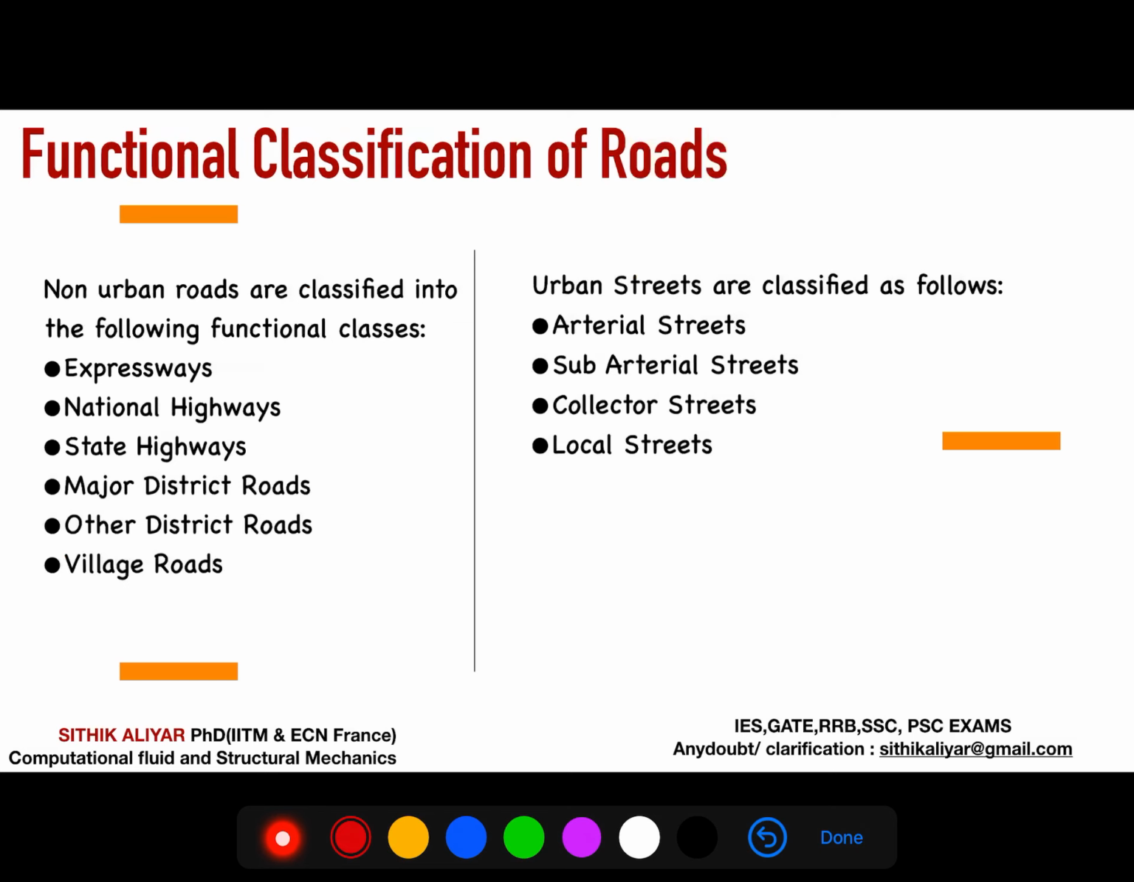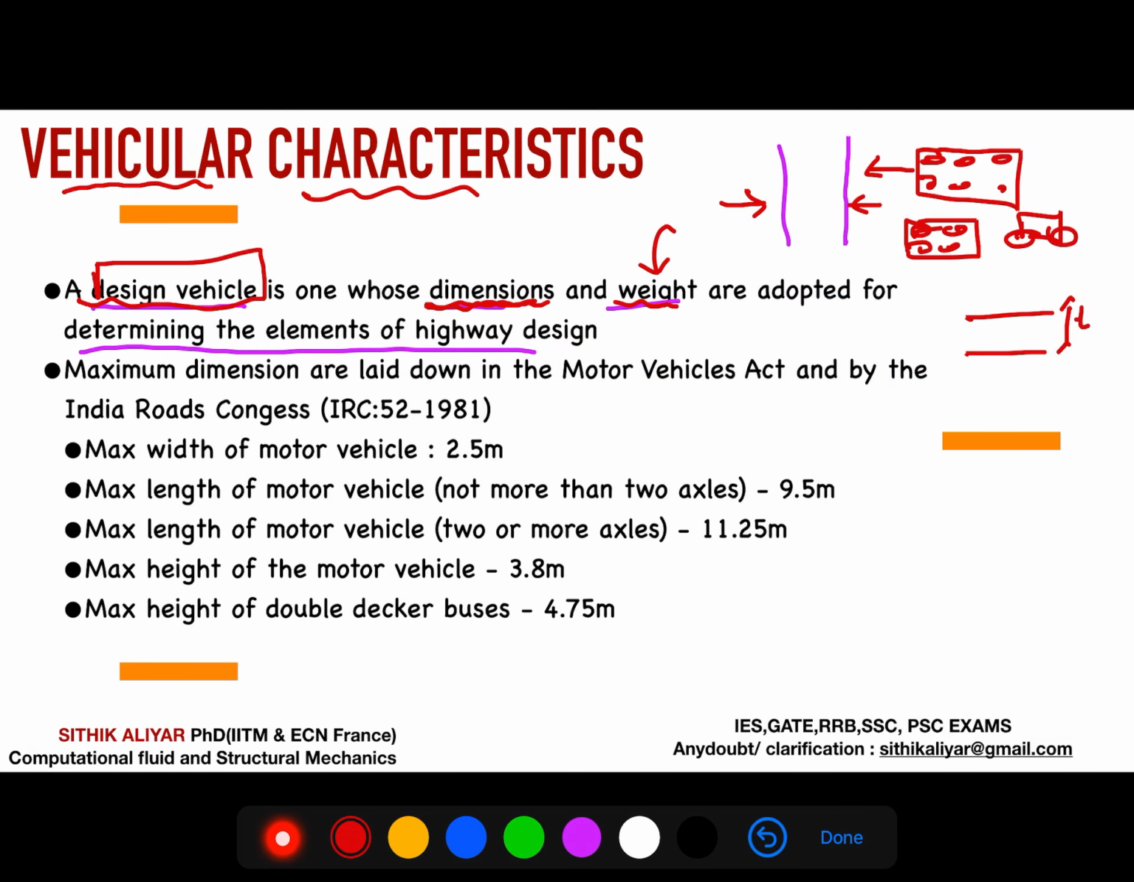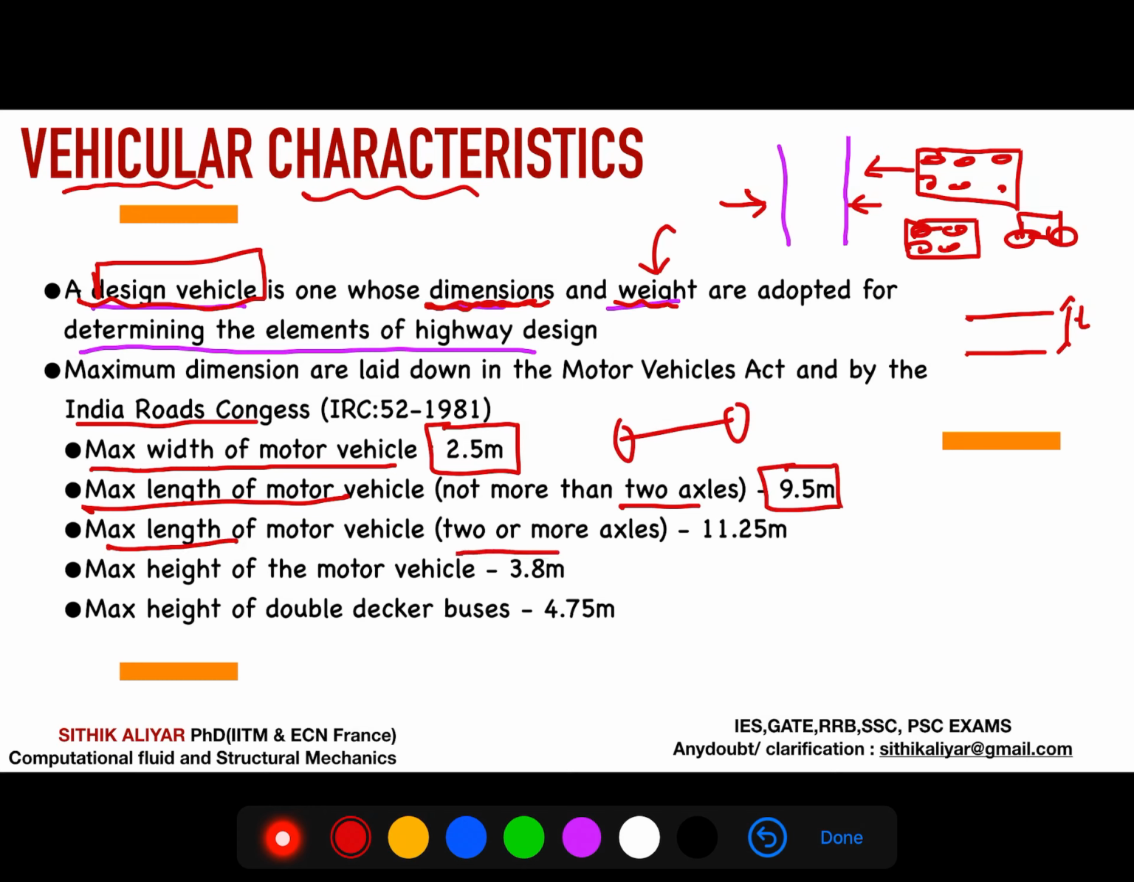So coming back, IRC has given some suggestions. The maximum width of the vehicle cannot be more than 2.5 meter. Maximum length of the vehicle for two axles cannot be more than 9.5 meter. Axles, I hope you know something. This is one axle. Okay. So for the maximum length of the vehicle with two or more axles, you can have a maximum of 11.25 meter. Maximum height of the vehicle cannot cross 3.8 meter.